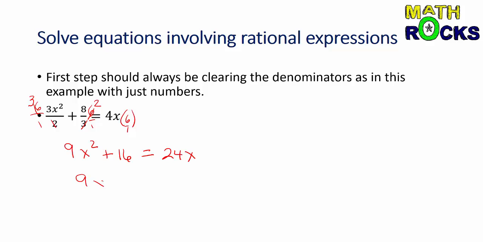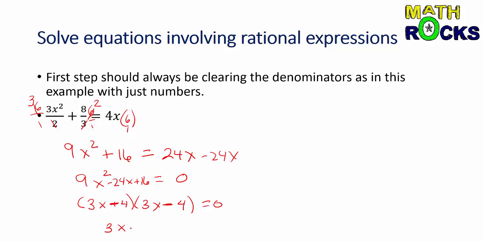We can simply organize our information. So we're going to subtract 24x and put it over here, because I want to solve the quadratic, so I need everything equal to 0. In this particular case, I can go ahead and factor. This is 3x minus 4 and 3x minus 4 equal to 0. So again, let's set these equal to 0. 3x equals 4. So x is equal to 4/3.